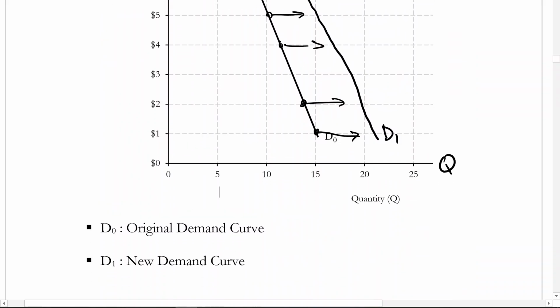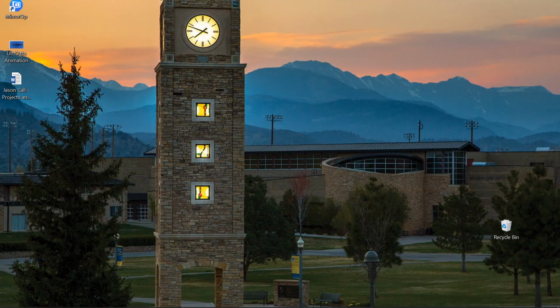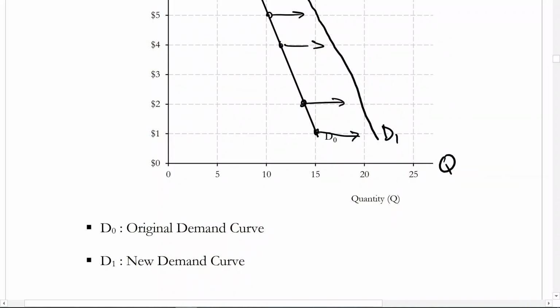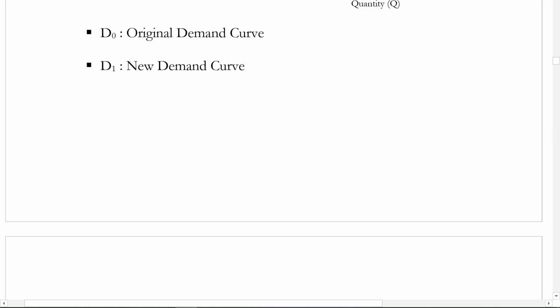Just a notation note. I put D0 and D1 to denote each demand curve shift. If I were to draw another shift, I'd draw another demand curve over there, D2. Okay, so that's the first demand curve shifter.